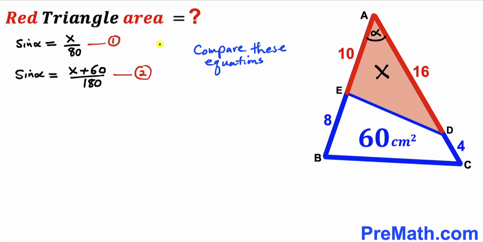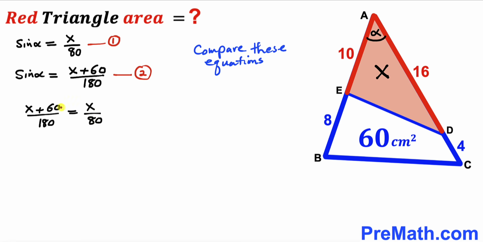Now we are going to compare these two equations. Our first equation is sine of alpha equals X divided by 80, and our other equation is sine of alpha equals X plus 60 divided by 180. We can see the left-hand sides are identical, so we can equate the right-hand sides as well. Therefore, X plus 60 divided by 180 equals X divided by 80.